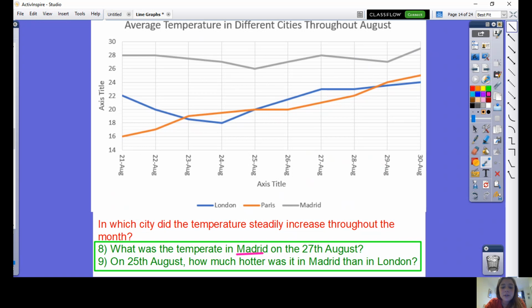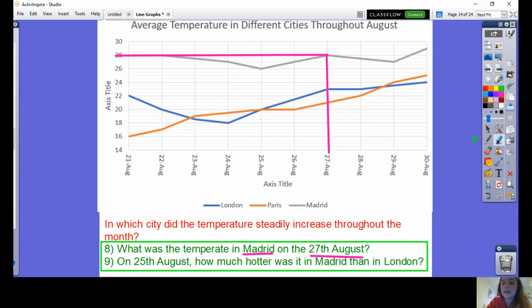Okay, what was the temperature in Madrid on the 27th of August? I'm looking for the grey line on the 27th. So I go up to the grey line on the 27th. If you stopped at the orange or the blue line, make sure you're just reading the key. Then once I've found where that is, I'm going to read across, and that tells me 28 degrees. 28 degrees was the temperature on the 27th of August.